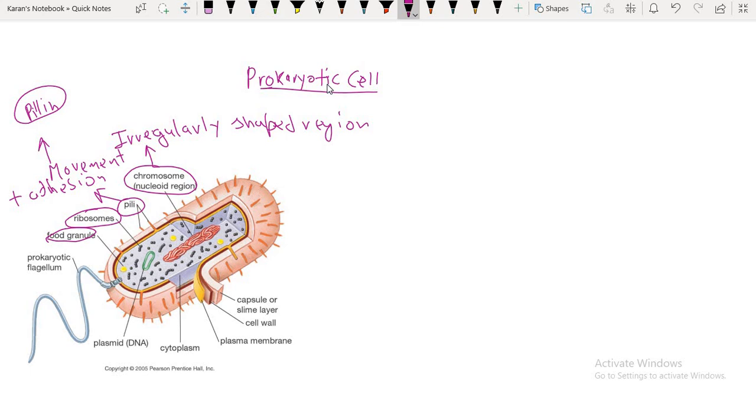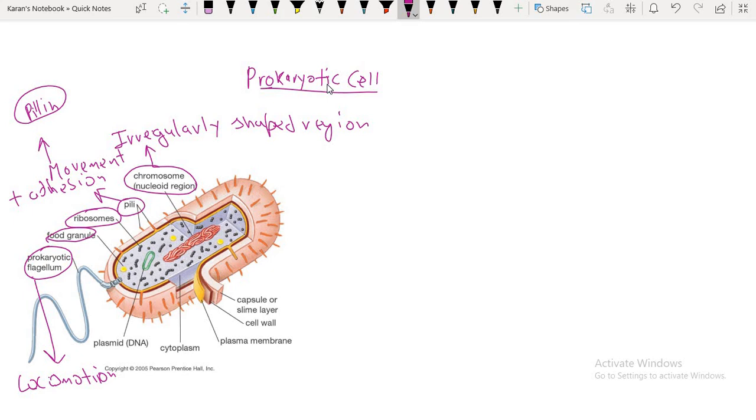Then you can see there is a flagella. This is basically a thread-like structure. You can see this one, right? This flagella helps in locomotion of the cell, right? Locomotion of the whole cell. Sometimes this flagella plays a sensory role as well, right?